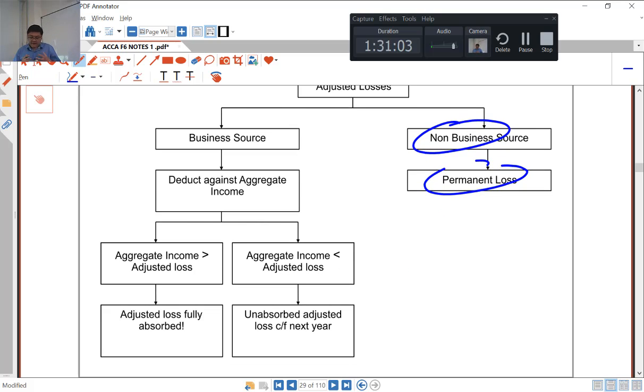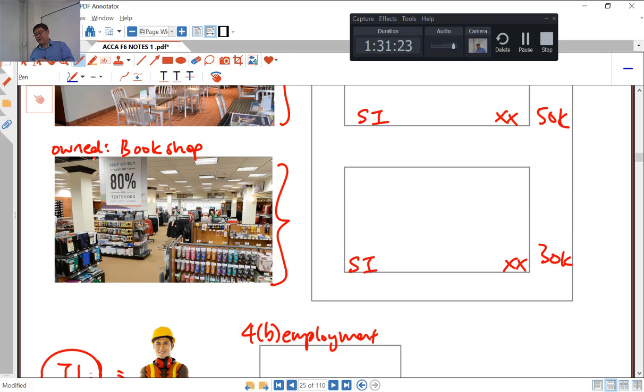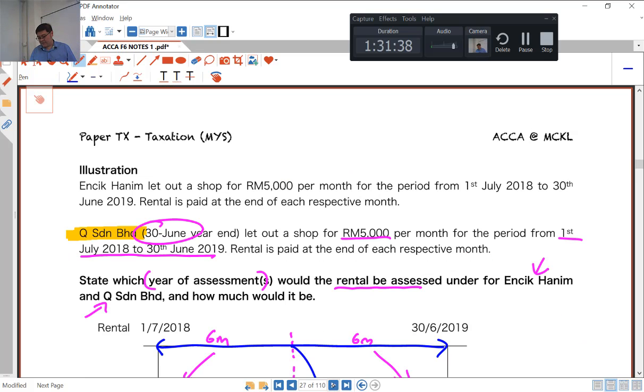Now, but if the loss is from a business source, then you can utilize the loss, and this is how you do it. You deduct the loss against aggregate income. Now, where is aggregate income? If you do recall this phrase, aggregate, that's where we started just now. It's somewhere here. So whatever loss that you've made up there, you're going to claim it at the bottom, okay? Now, I'll show you the exact location later.